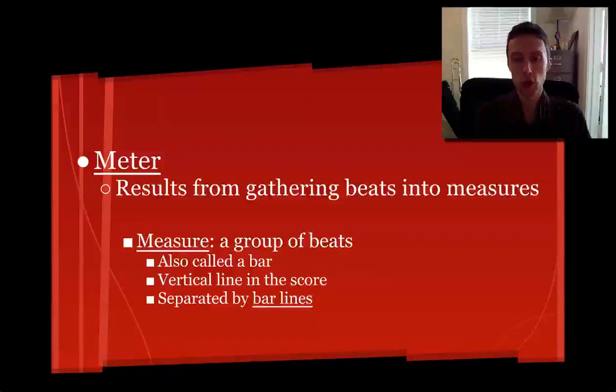So that's something you should know. Measure and bar are the same thing when we're talking about music. So measure is the same thing as bar. And then a vertical line in the score, or on the staff I should say, on a piece of music, separates the measures. And those things are also called bar lines. So again, measure is the same thing as bar, and that vertical line in the score that divides the measures or bars apart is called a bar line.